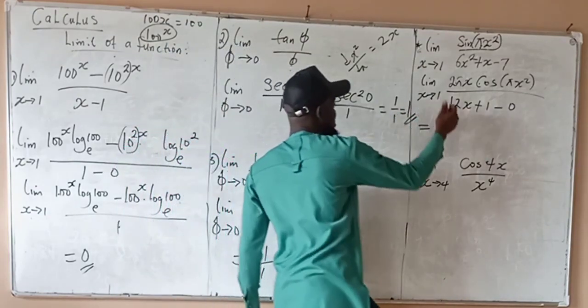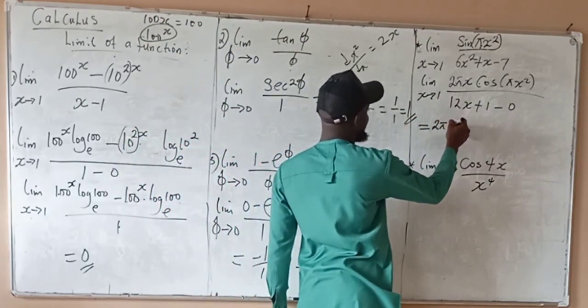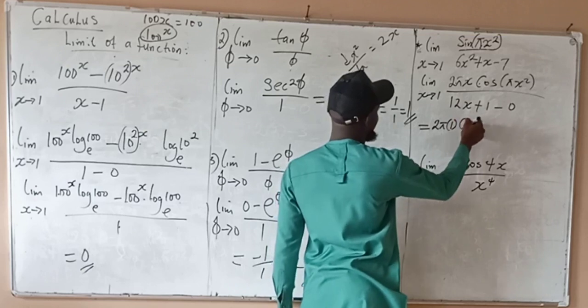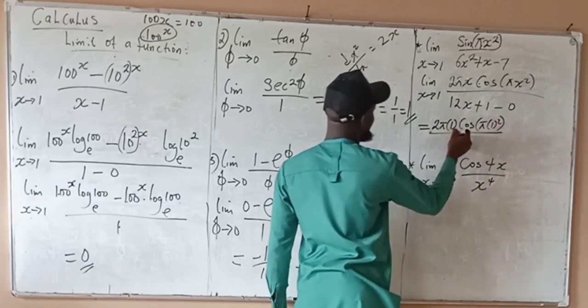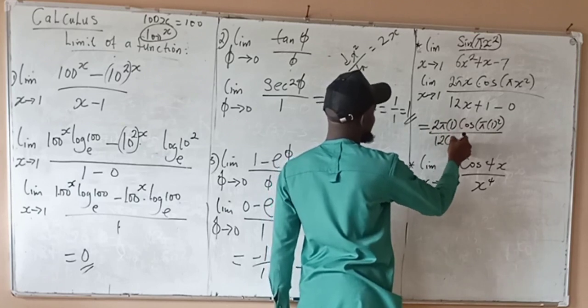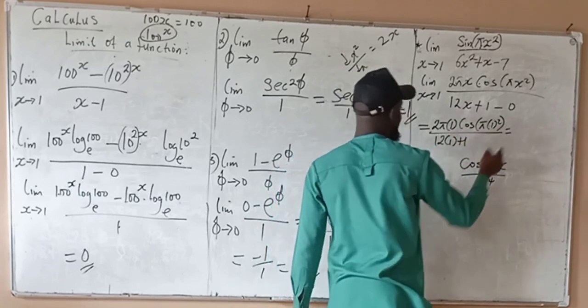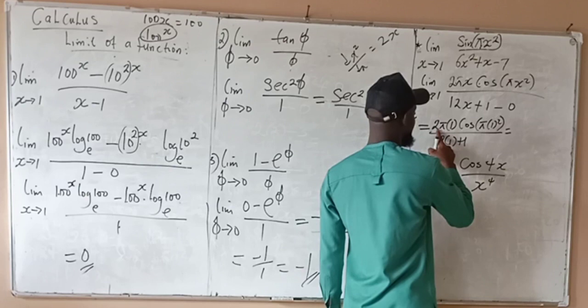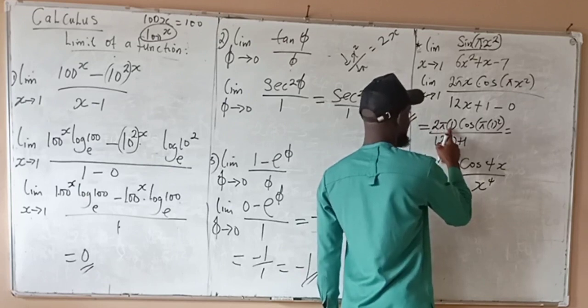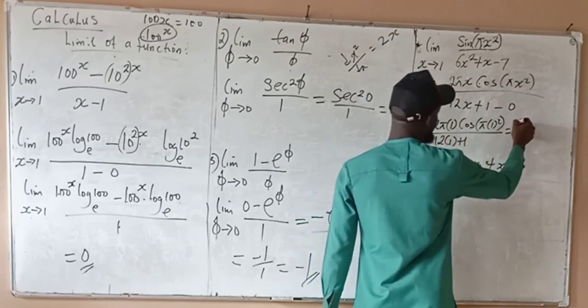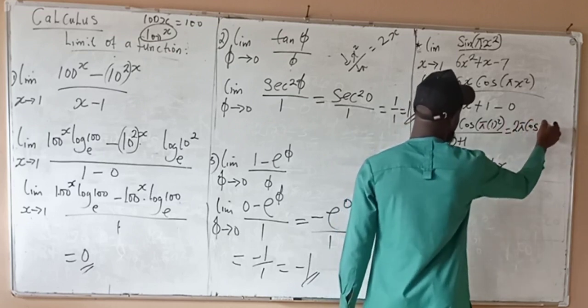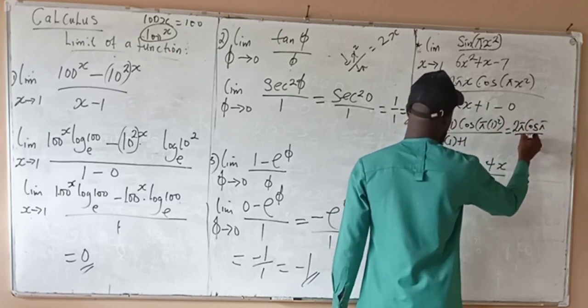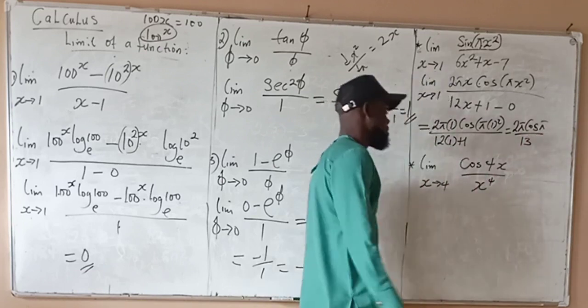Put 1 here, let's see. We have 2 pi times 1, cos of pi times 1 squared, over 12 times 1 plus 1. That will give us 2 pi times 1, that is this, okay? And we will have 2 pi cos. This one times this is cos pi over 13.